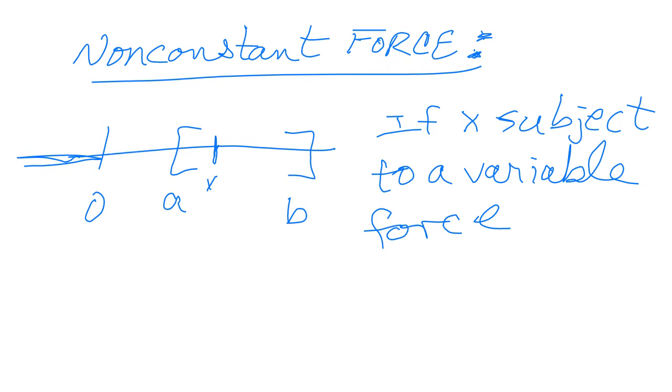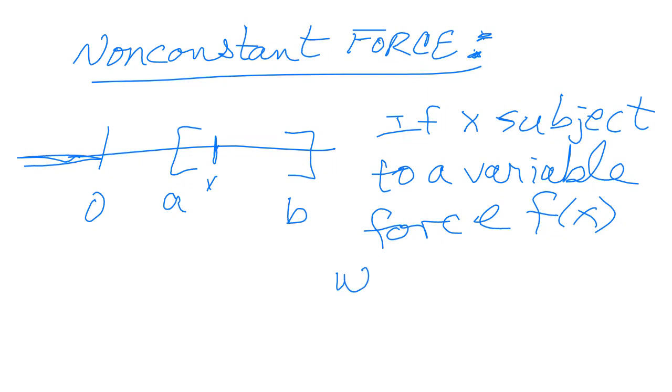we could call it f of x. We're going to use little f of x. It is a function, and it's going to change based on what x is. Maybe if I push harder as I get closer to B, the force would be an increasing force. If I push less hard, or I get tired as I go, then the force would be decreasing.